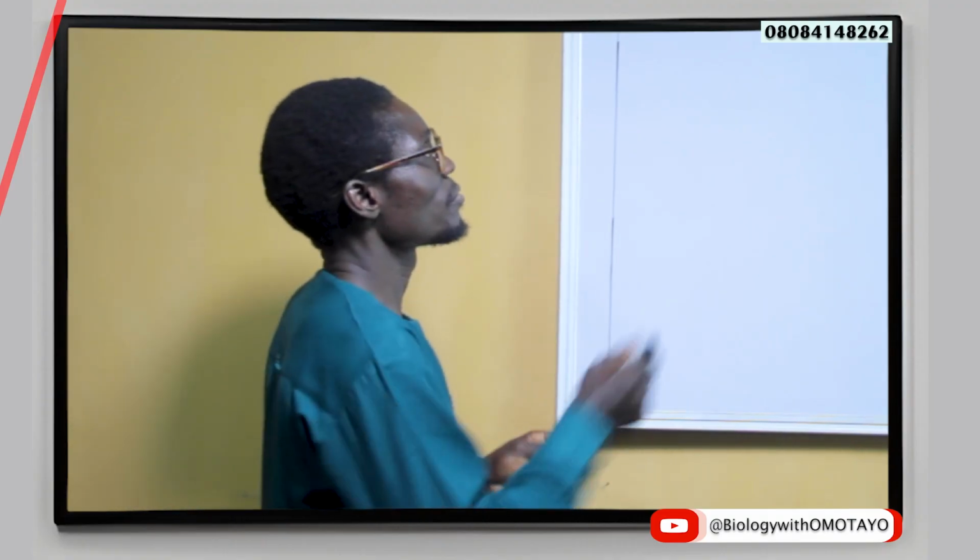Today, since we are done with the recap, we'll be moving on to look at the next phylum, and that is Phylum Nematoda. Phylum Nematoda. This is the phylum where we have roundworms.